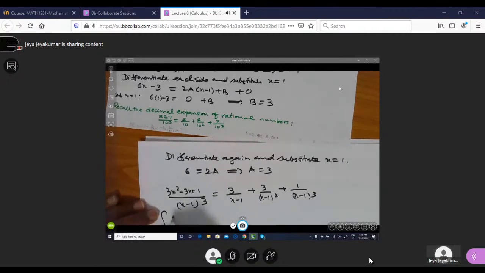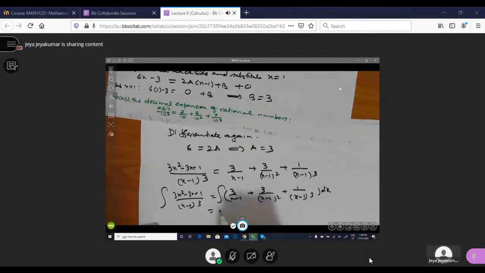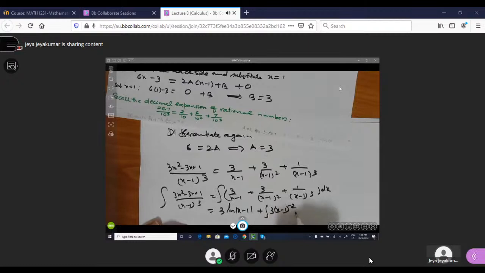Integral on the left hand side, 3x plus 1 over x minus 1 cubed, integral 3 over x minus 1, 3 over x minus 1 squared, plus 1 over x minus 1 cubed dx. Okay? Now we integrate term by term. There is 3 log x minus 1. And for this one, let me write it as 3 times x minus 1 to the minus 2 dx, and x minus 1 to the minus 3 dx, and plus constant at the end.